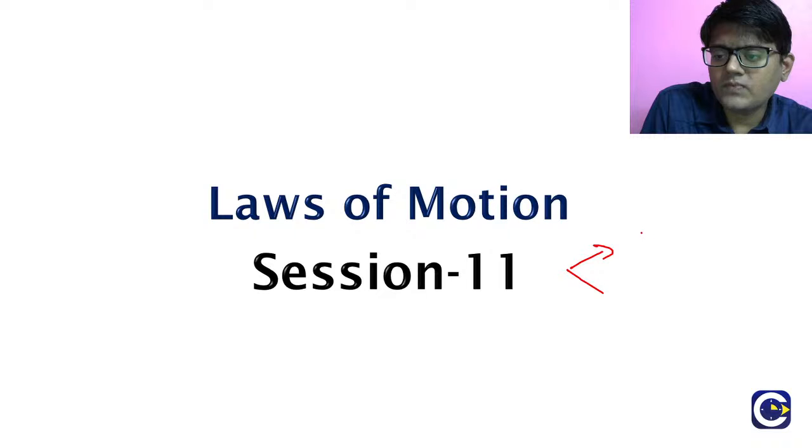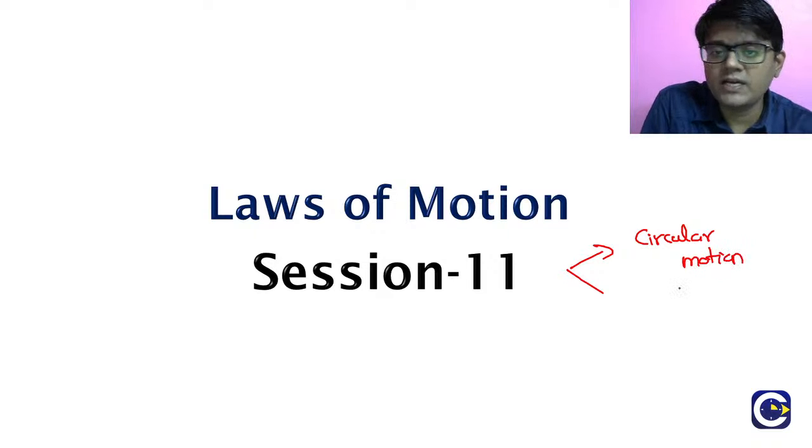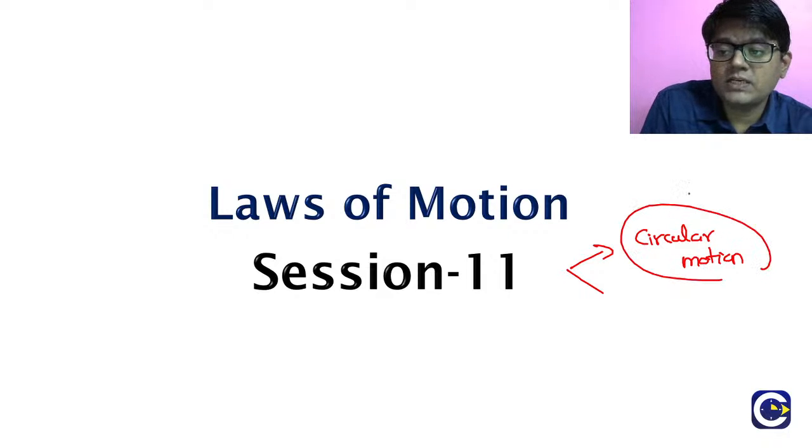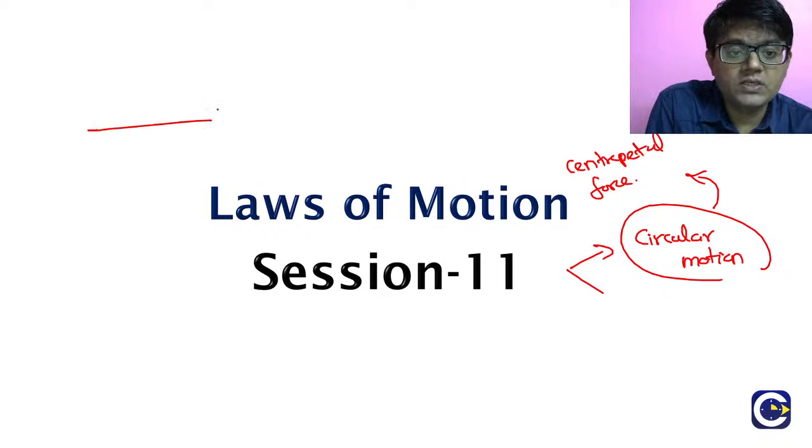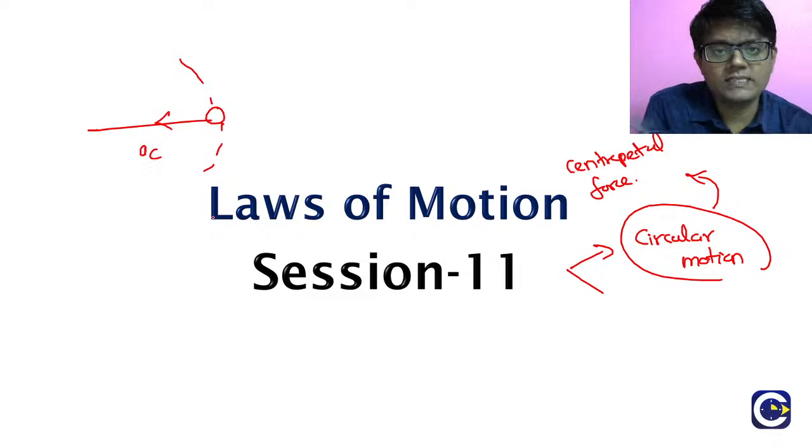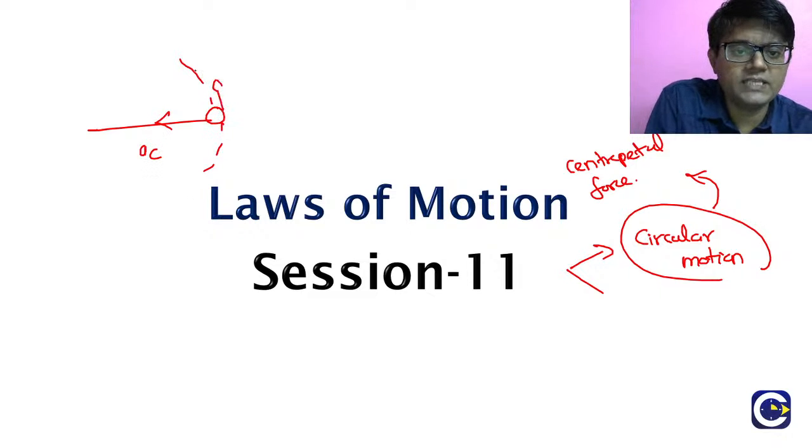One is how we understand circular motion. We have already talked about circular motion in two-dimensional motion, but here we will look at circular motion from the requirement of the centripetal force. Whenever we want an object to go in a circular path, it requires an acceleration towards the center of the circle, which will change the direction of the motion.